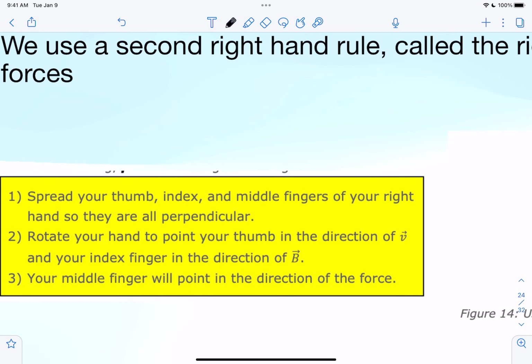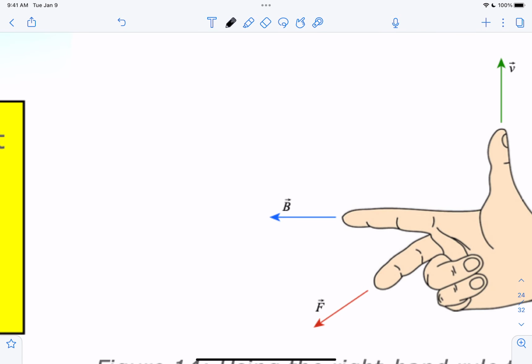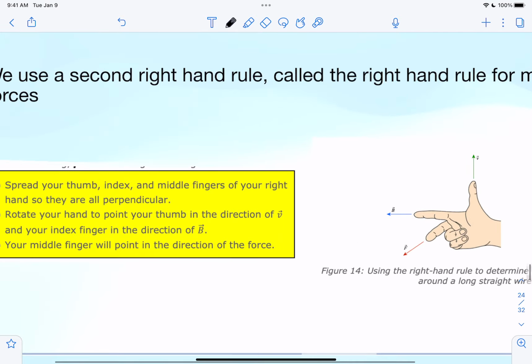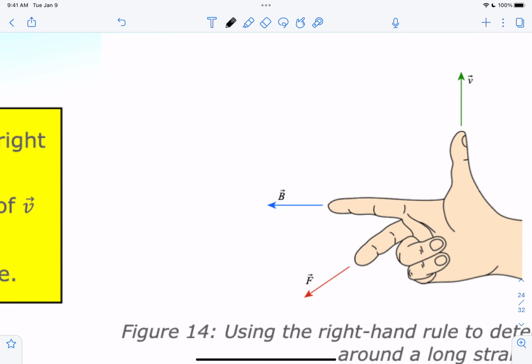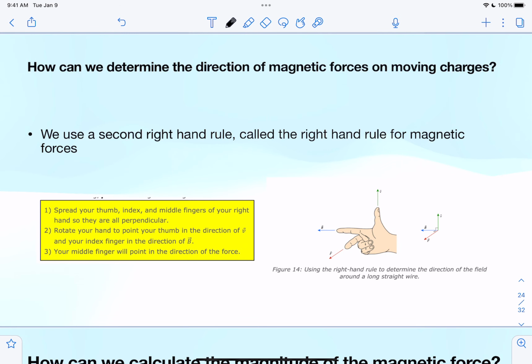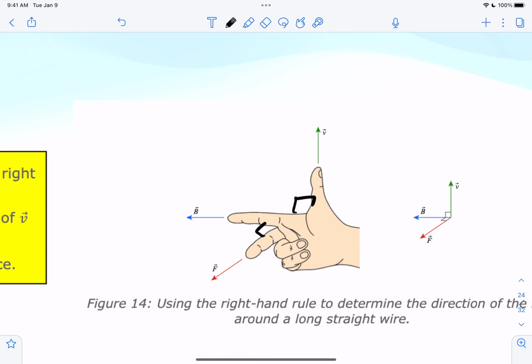Your index finger points in the direction of your magnetic field, and your middle finger points in the direction of your magnetic force. They should all be perpendicular to each other. You should hold your fingers up in a way that they're perpendicular. Don't make your middle finger really close to your index finger. We always have to have them at right angles to one another. Right angle here, technically a right angle there.